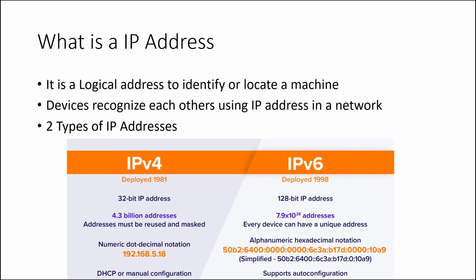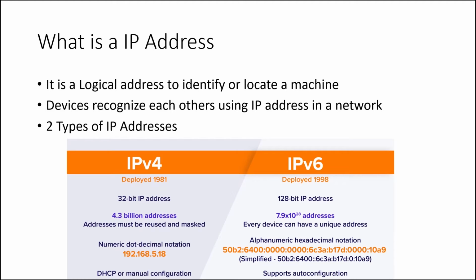So if my computer is connected with a router, then my computer has an IP address, and the router also has an IP address. The required communication is done between the devices. So IP addresses help us to identify or locate a machine in a network. Okay, so there are two types of IP addresses, IPv4 and IPv6.